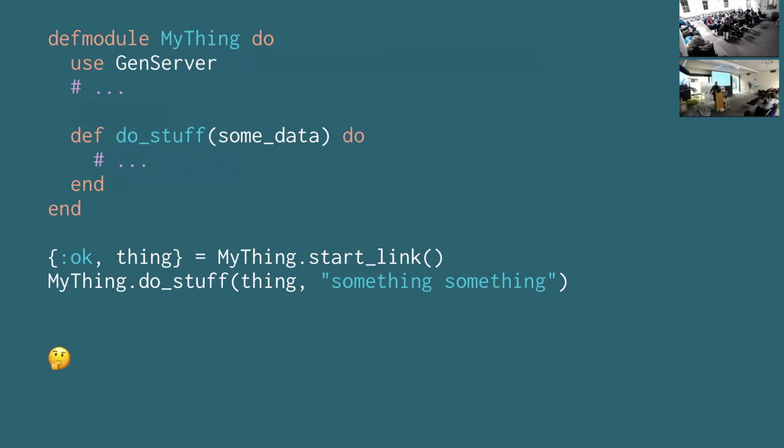Okay, cool. So if you've seen that, it looks kind of OO. It looks sort of like we've got an object there. We're creating a thing object with the start link call. And then we say my thing do stuff and something something. And if you're writing Ruby or Java or anything else, that looks fairly obvious what's going on.